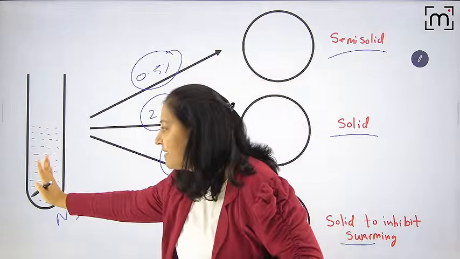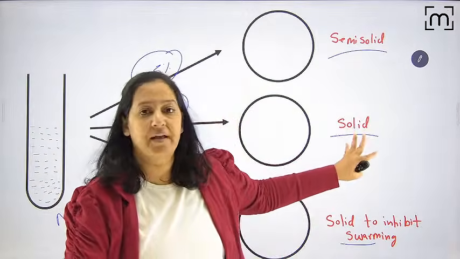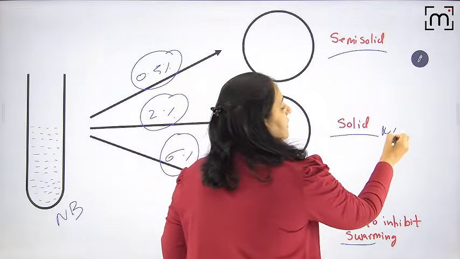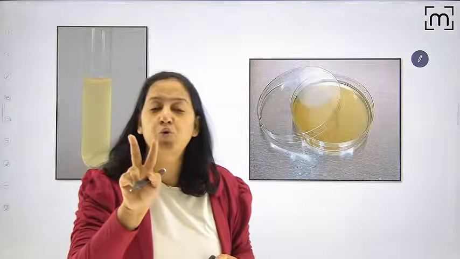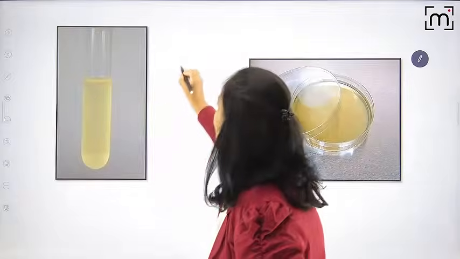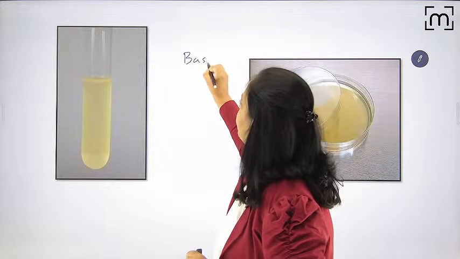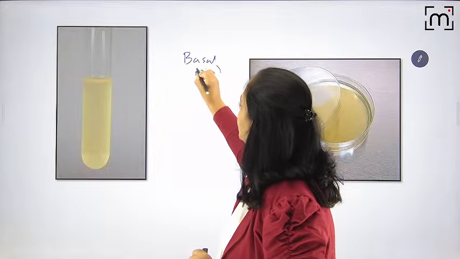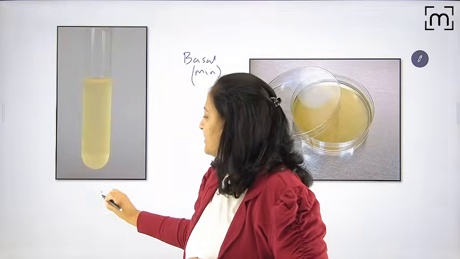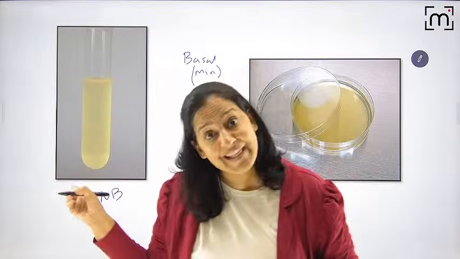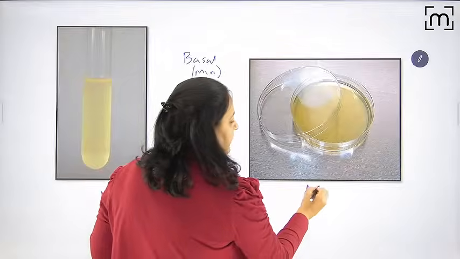Okay, so this is how you convert a liquid media into a solid media, and this is known as nutrient agar. Basically, we have 2 basal media. Basal means minimum nutrition. They contain minimum nutrition for the bacteria. This one is known as nutrient broth. It is liquid. And this one is known as nutrient agar.